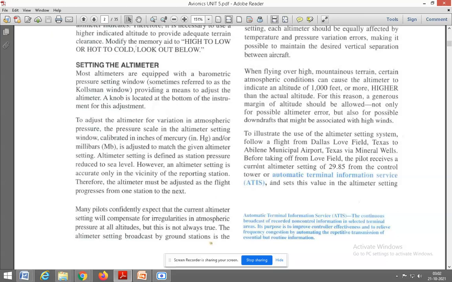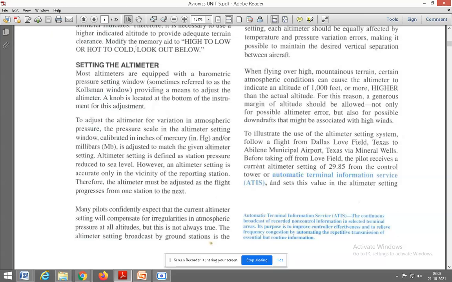So, some pilots may expect that the current altimeter setting will compensate for the irregularities, that is, non-standard values of the pressure for all the altitude range. But it is not at all true. You have to change all the values in the altimeter based on the pressure and temperature changes.